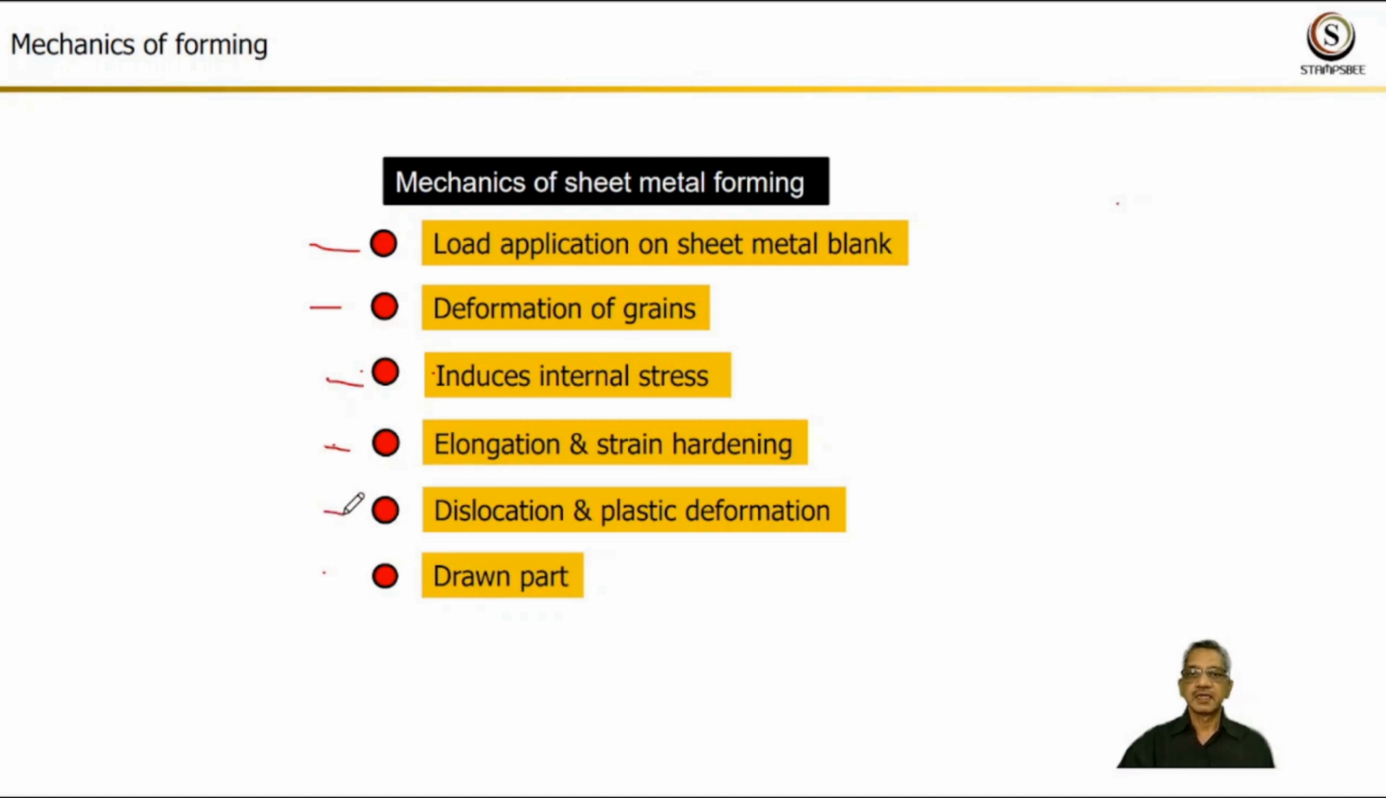The strain hardening develops dislocation of the grain that is known as plastic deformation. And plastic deformation of the grain under the mechanical action of draw punch and die is known as the draw operation. This is the last topic of today's session.